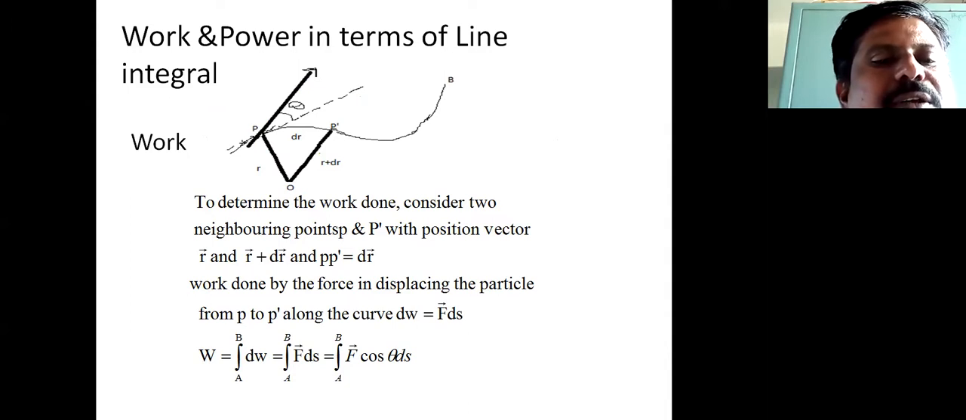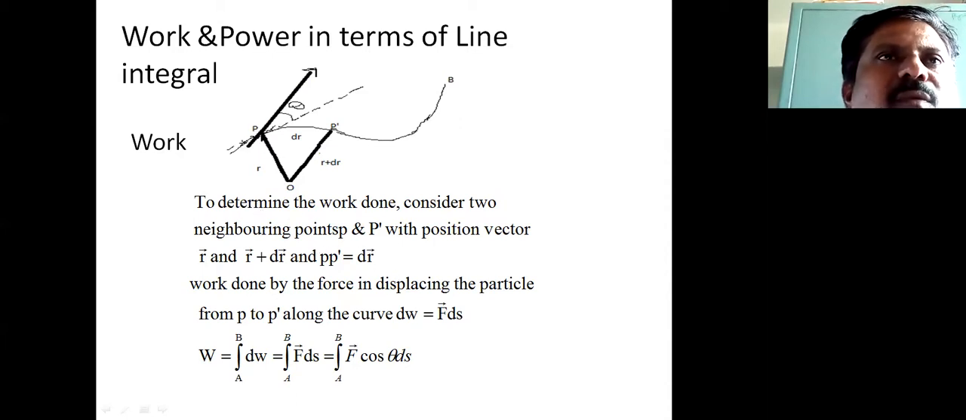So thus, if F dot ds is the work done by the force in moving the particle, for that, let us consider a path. This indicates a path of our object starting from A to B. So what amount of work is done in moving that object from the point P to P dash? To determine the work done, consider the two neighboring points.